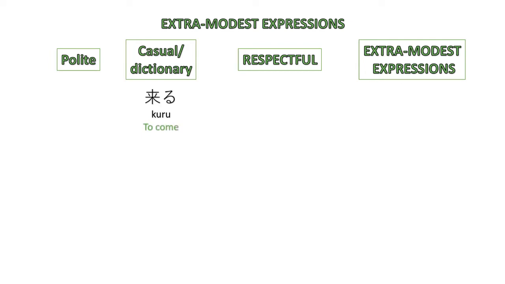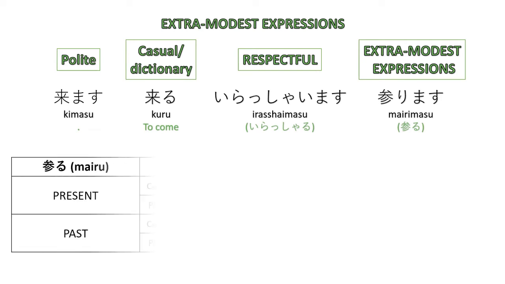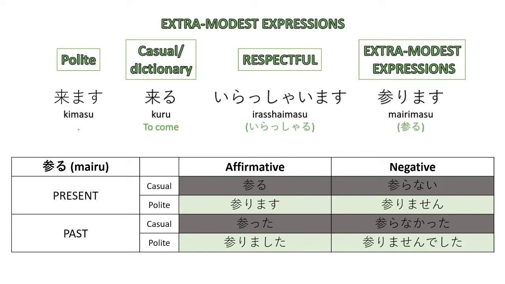Kuru, to come, polite form, kimasu, the respectful form, irashaimasu again. And its extra modest expression is mairimasu again. So we have the same conjugations: mairimasu, mairimasen, mairimashita, mairimasen deshita.